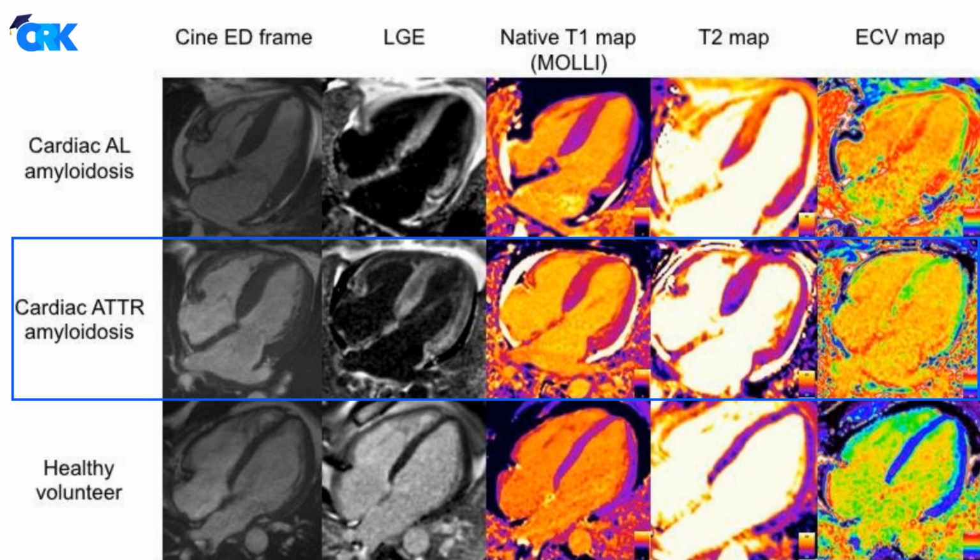In ATTR-CM, middle row, LGE is typically transmural. Native T1 and ECV are elevated, but T2 is usually normal or mildly increased. The imaging suggests chronic interstitial expansion without overt edema, a distinct pattern helping differentiate ATTR from AL.